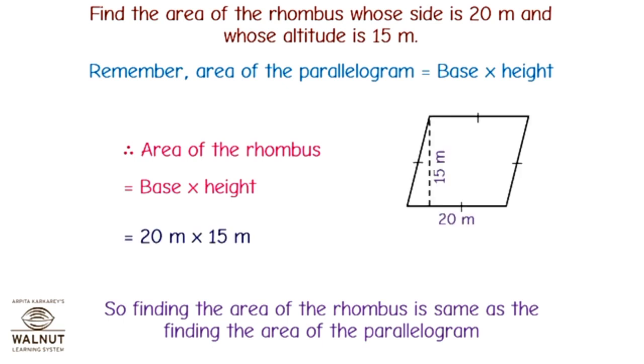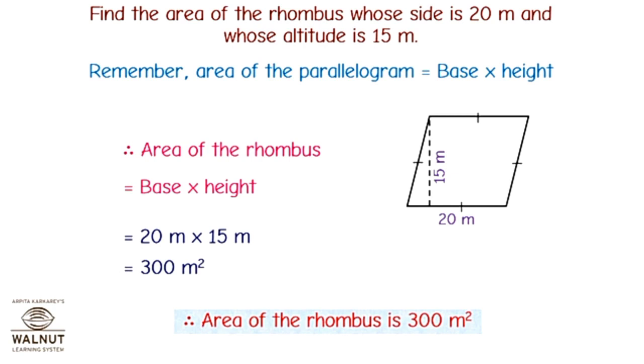So 20 meters is the base and 15 meters is the height. So 15 meters into 20 meters, 300 meters square. Area of rhombus is 300 meters square.